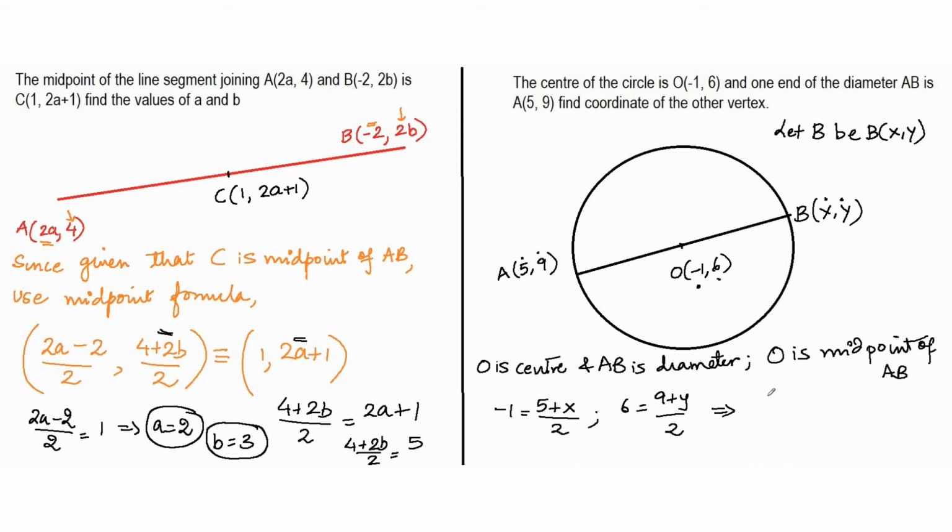So solving these two equations, you will get x equals negative 7 and y equals 3. And therefore, the coordinate of B is (-7, 3). The x coordinate is negative 7 and the y coordinate is 3. This is how I solve this particular question. Again, pausing for a minute while you take a look at both the solutions.